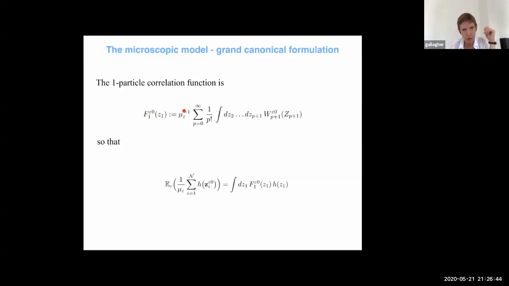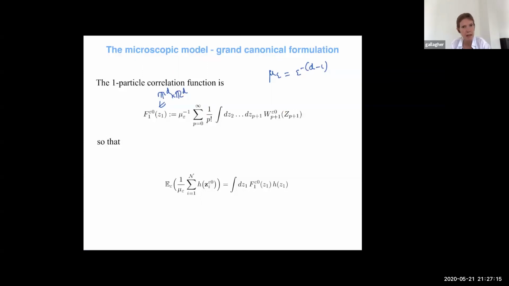So you take 1 over mu. Mu, remember, is epsilon to the minus (d-1). And you define, this is just a definition, the one particle correlation function by integrating over all bunches of particles, 2, 3, 4, up to infinity, exactly like this. I divide by this combinatorial factor, and this is the definition of f epsilon 0,1 of z1. Z1 here is in the torus times R^d.